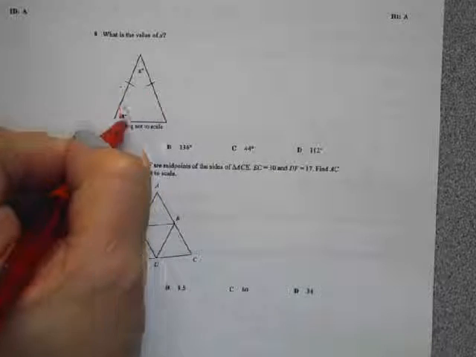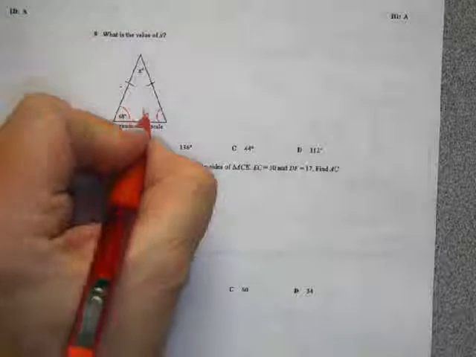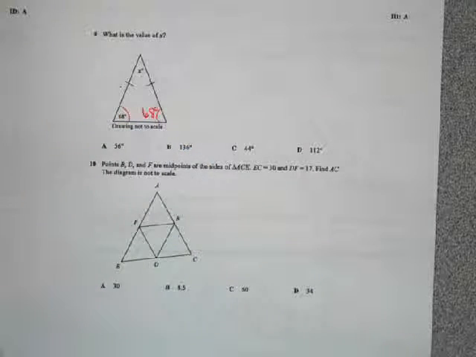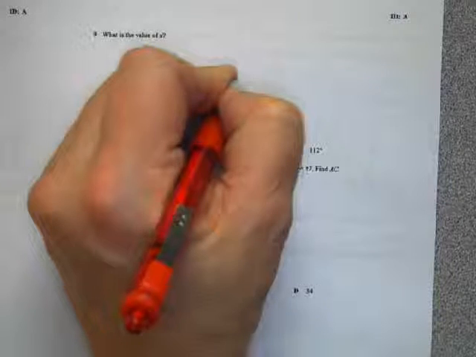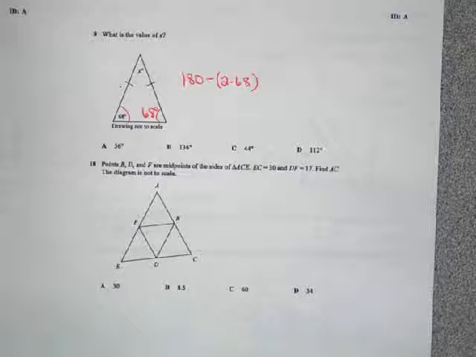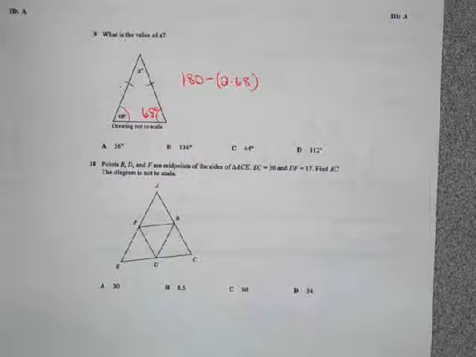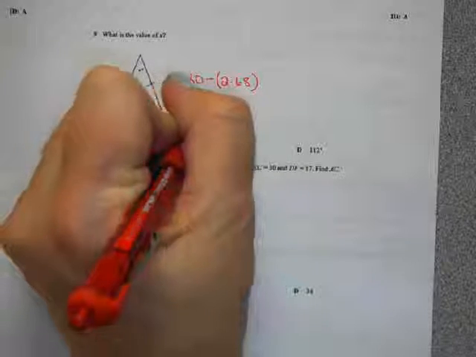For number 9, we have an isosceles triangle. That means the base angles are congruent. So this angle is 68. To find your missing angle, do 180 minus 2 times 68. And that gives us 44 degrees.